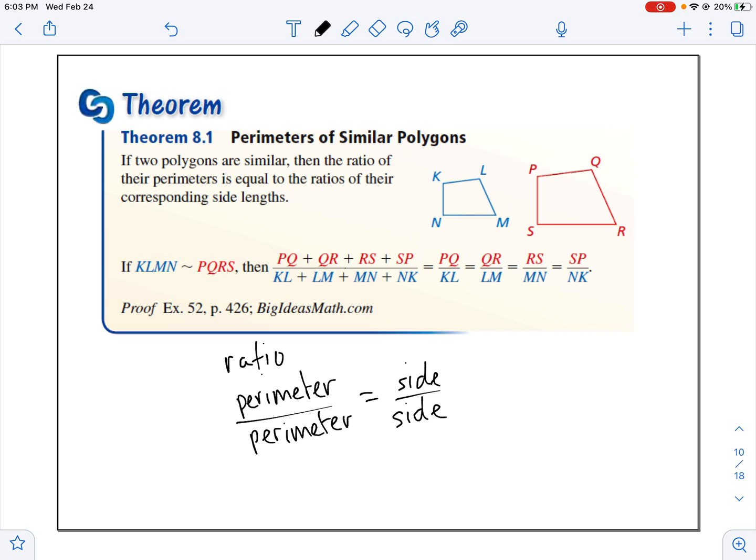And just a reminder, when you're writing these ratios, it's your image over your pre-image. And when we are looking at a similarity statement like this one, this is your pre-image and your image. So, let's look at this and let's solve.